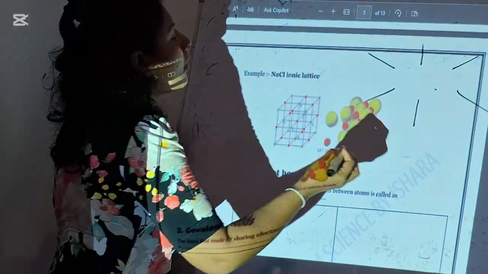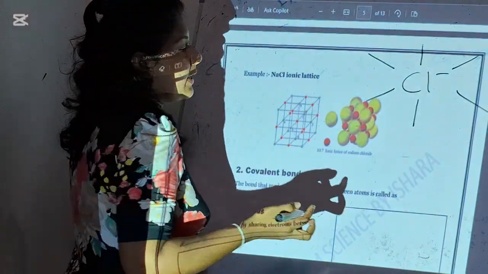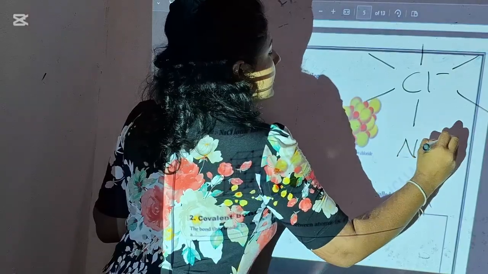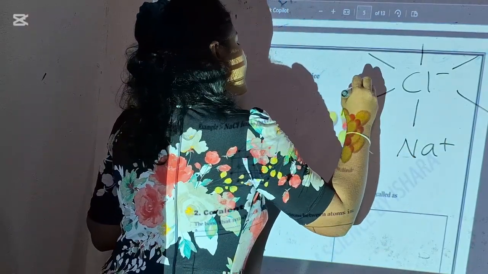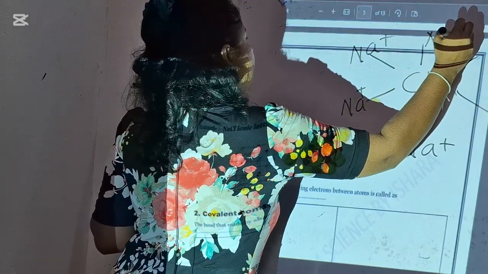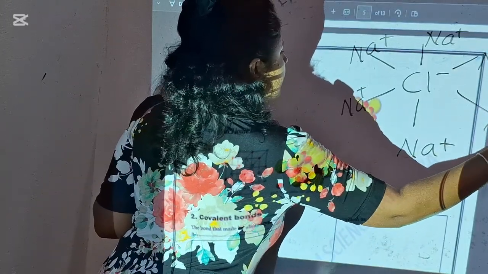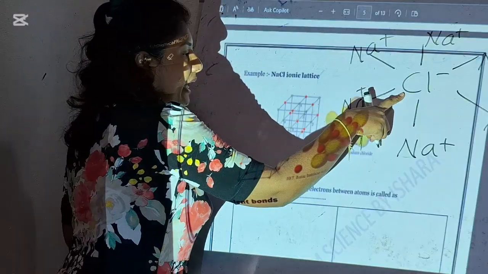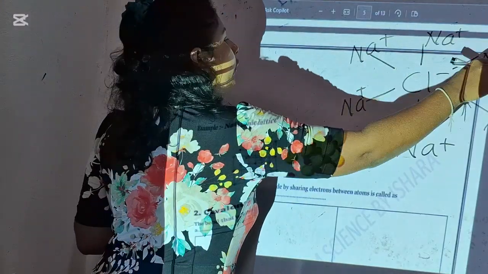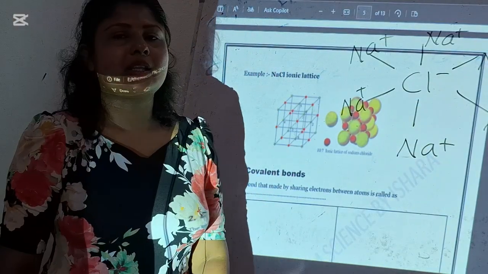Around 1 chloride ion, there are 6 sodium plus ions. Sodium plus ions, Na plus, Na plus, Na plus. Look at around 1 chloride ion: 1, 2, 3, 4, 5, 6. 6 sodium ions.